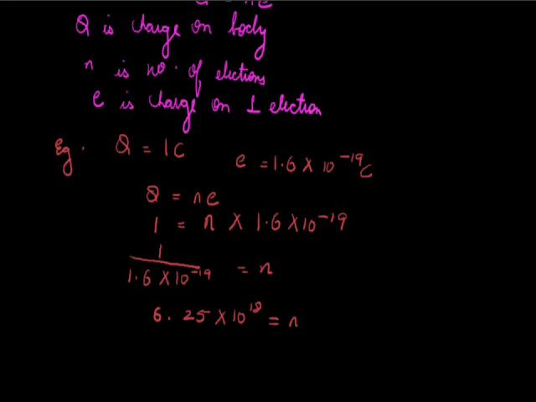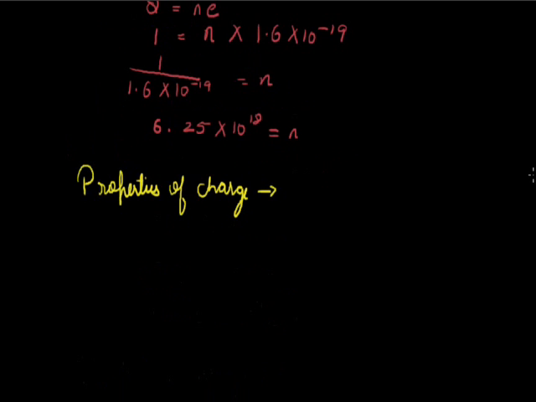Now we will discuss the properties of charge. The first property of a charge is that the charge on any body remains conserved. Likewise, mass and energy of any system remain conserved, similarly, charge on any body also remains conserved.